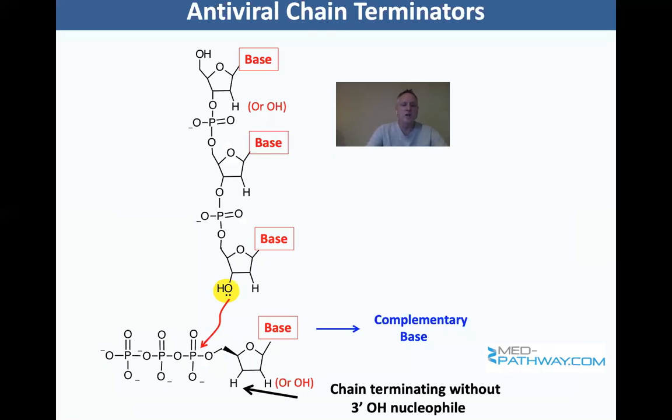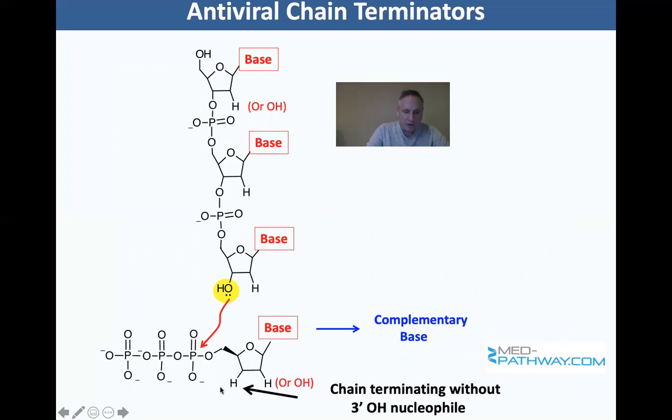Here's one you see here. This is basically a nucleotide chain. It could be DNA or RNA. If it's H, it's DNA. If there's an OH there, it's RNA. And so what happens in a typical polymerizing chain is the 3' hydroxyl group attacks in an SN2 fashion this alpha phosphate. Pyrophosphate leaves, and you make a new phosphodiester bond.